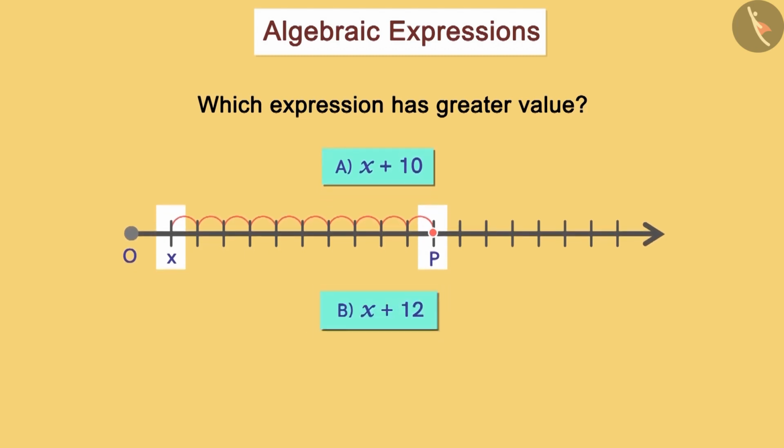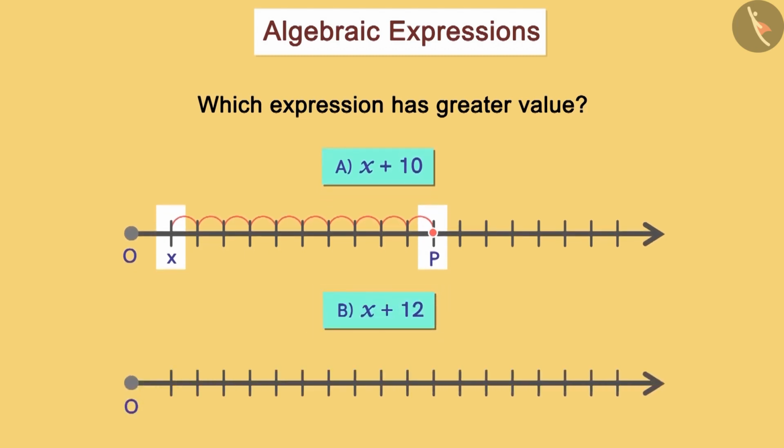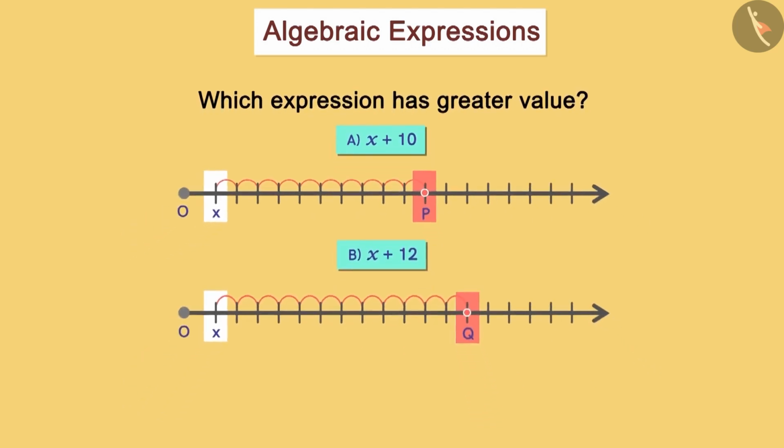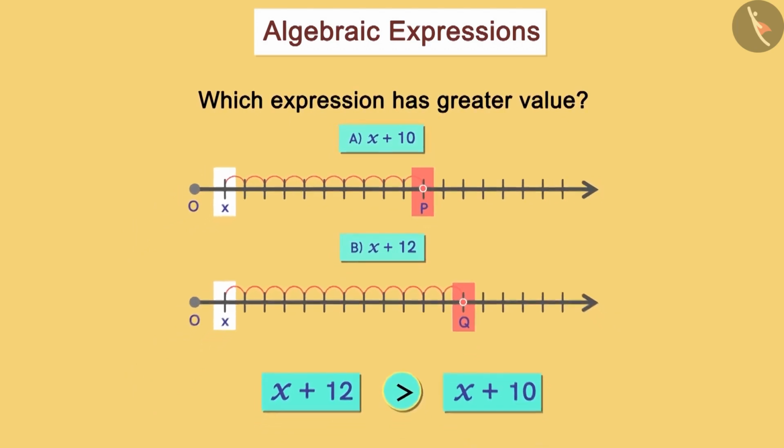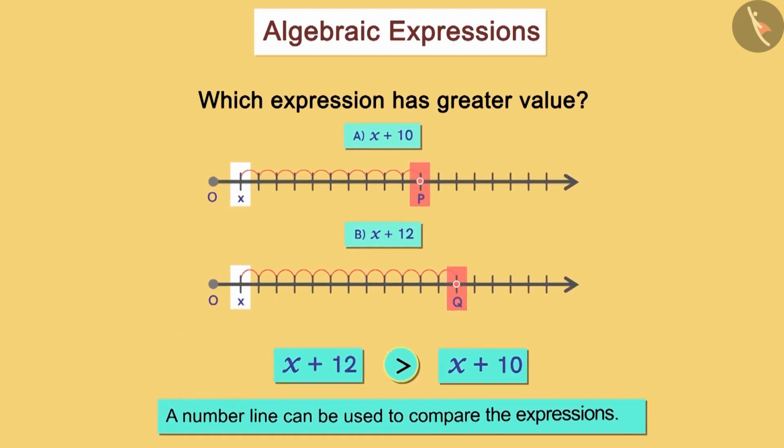In a similar manner, we can represent x plus 12 on the number line. It will be 12 units ahead of x. Here, the value of x plus 12 is represented by Q. Here we can see very clearly that point Q lies ahead of point P. It means that the sum of x and 12 is greater than the sum of x and 10. This way, we can compare the expressions by representing them on the number line.